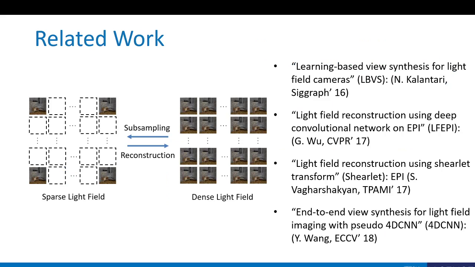Our target is to improve the performance of light field subsampling and reconstruction between sparse and dense light fields. Multiple works have been done to reconstruct the dense light field. Some of them are based on the epipolar plane image, aka EPI, such as the LF-EPI method and the ShearLet method. The others focus on utilizing end-to-end neural networks. For example, LBVS is a depth-based view synthesis network, and 4D CNN is a more recent depth-independent network.